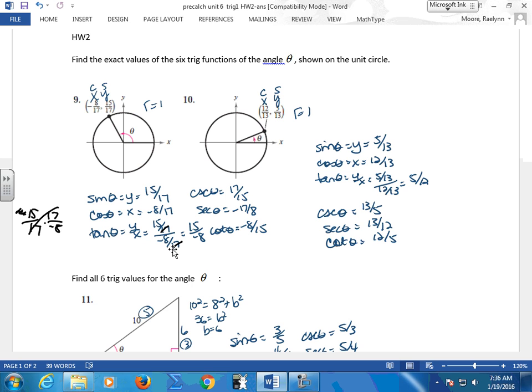This also was on the unit circle, so the r is equal to 1, therefore the x is the cosine, the y is the sine, and again, flip your tangent. Good?